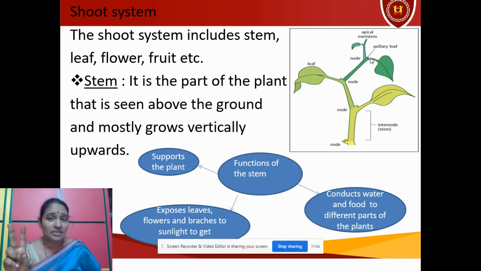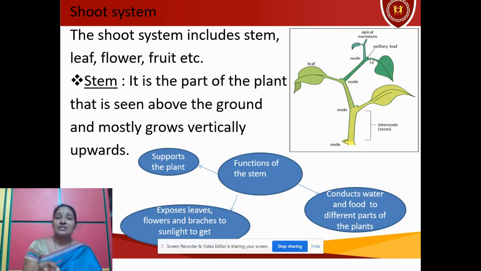Two-way transport mechanism means it takes water from the roots and transports it to all parts of the plant, especially the leaves where photosynthesis is carried out. At the same time, when leaves prepare food for the plant, the food is transported to all parts of the plant with the help of the stem. In this way, we can say that the stem has a two-way transport mechanism. So these are the most important functions of the stem.